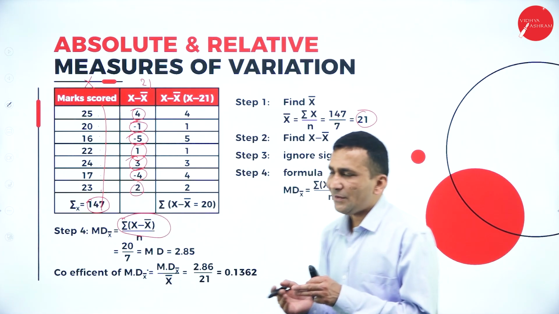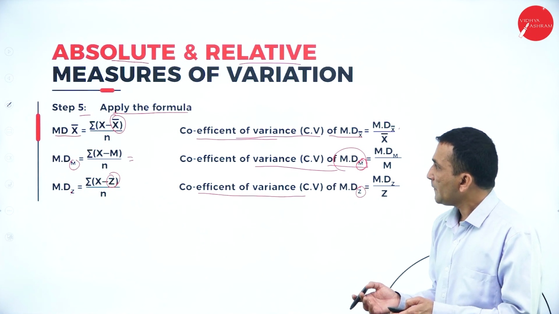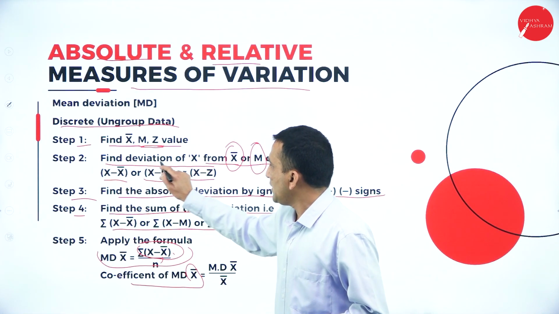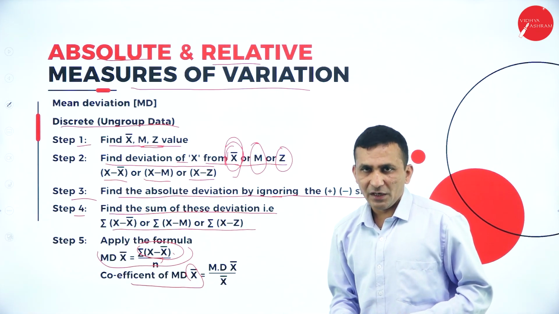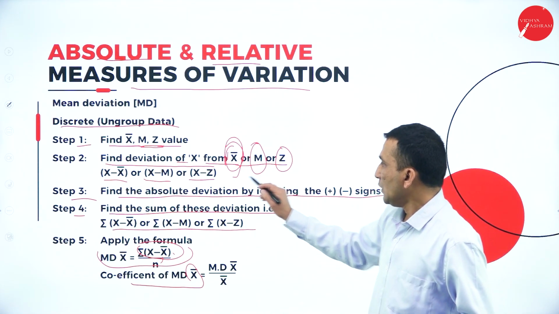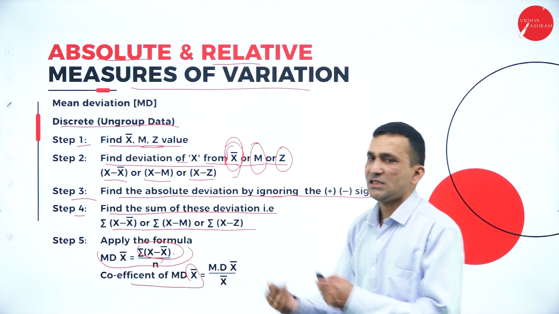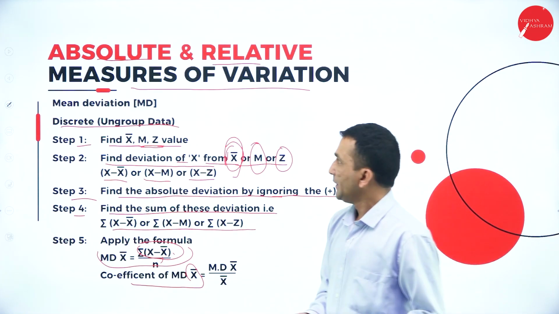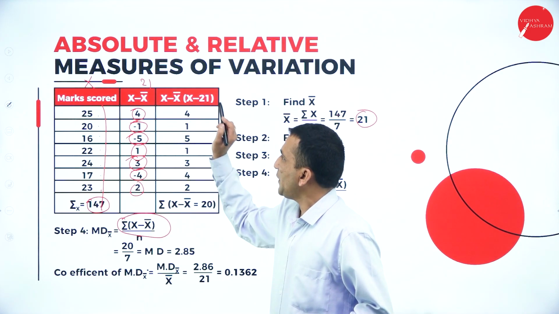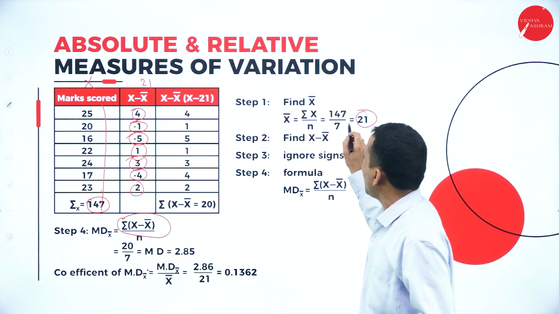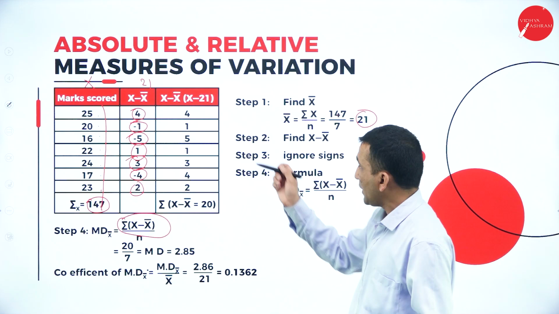Now the first step, find the deviation from the mean, because the problem is related to mean basis, x bar basis. Now we are going for the third step, just ignoring the sign. See, whatever is given, in the x bar place I have specified 21, because after calculating x bar we are getting 21. That's what I have written.